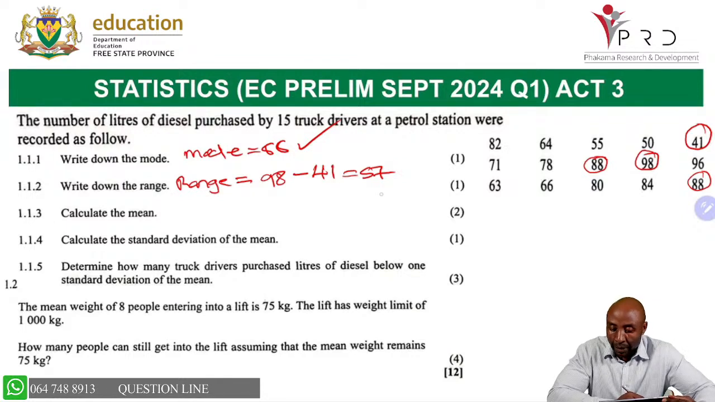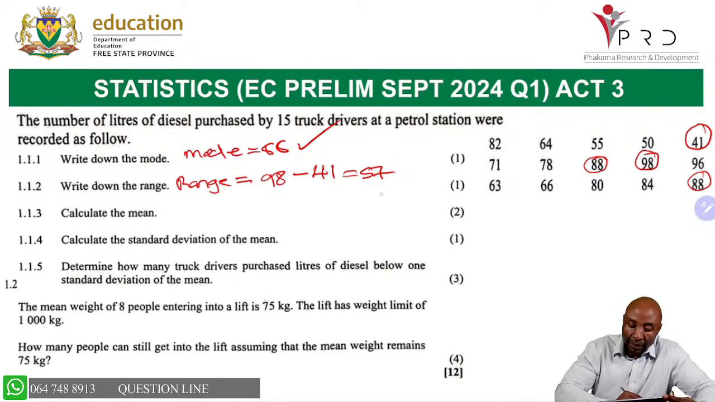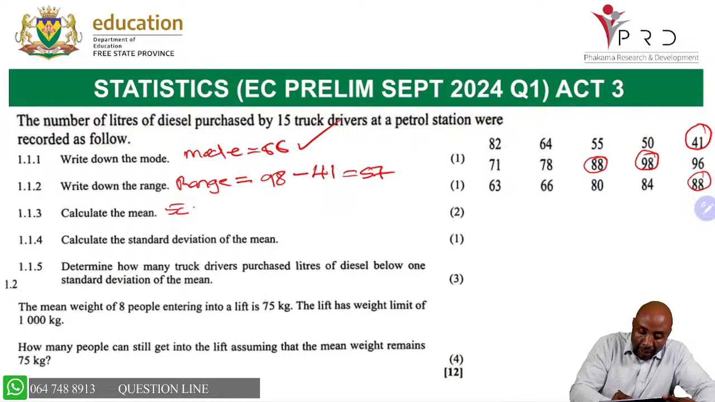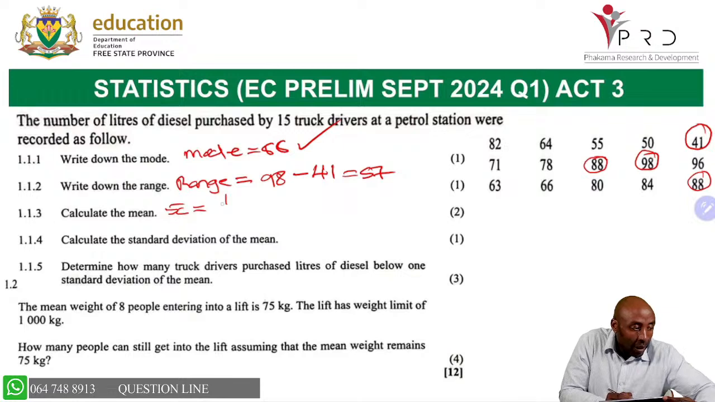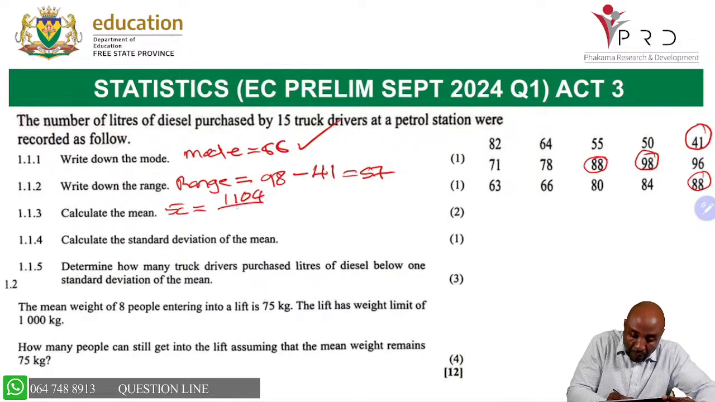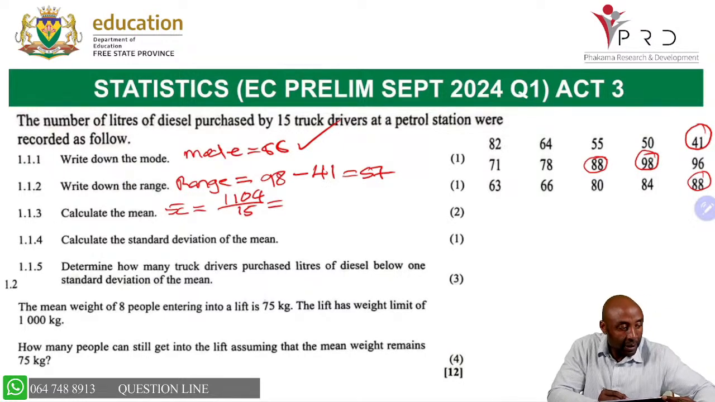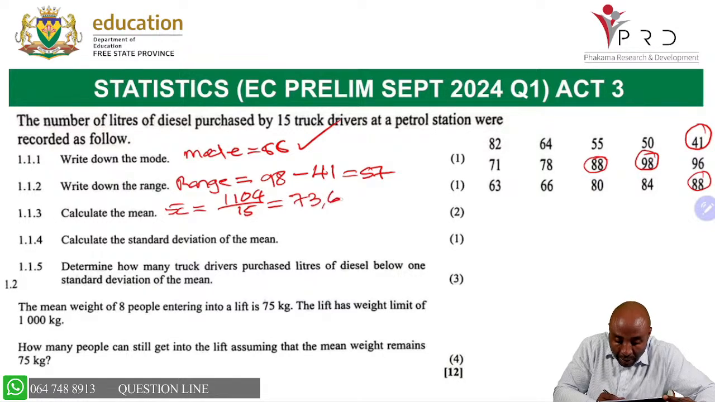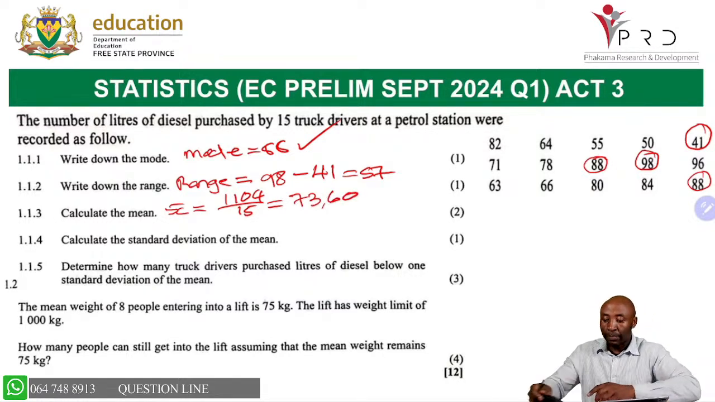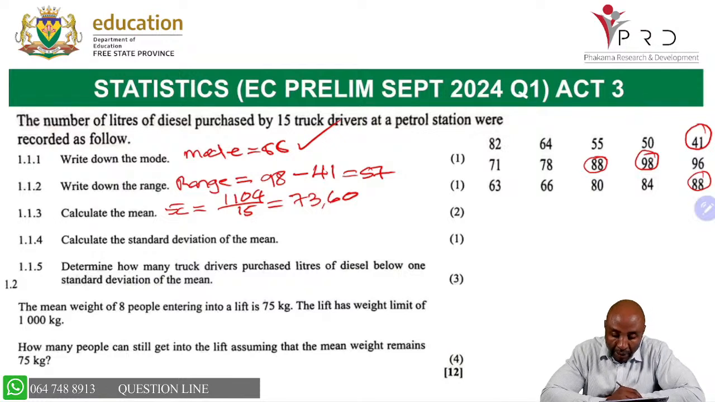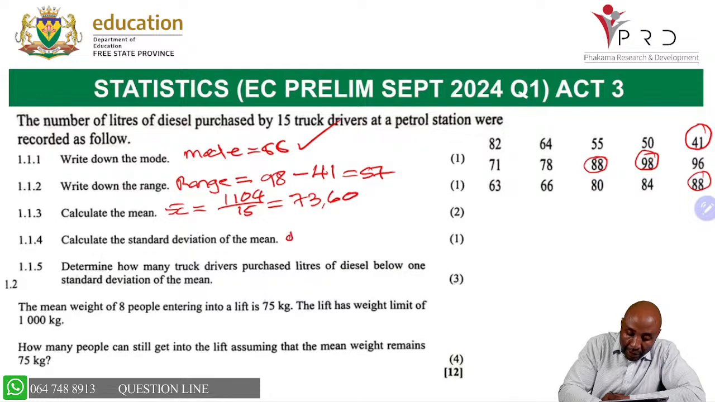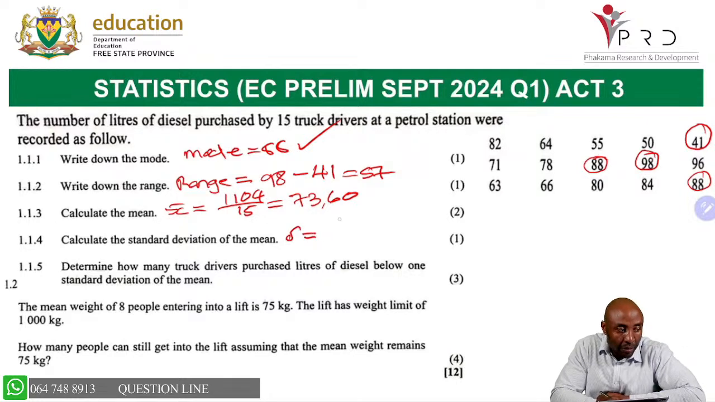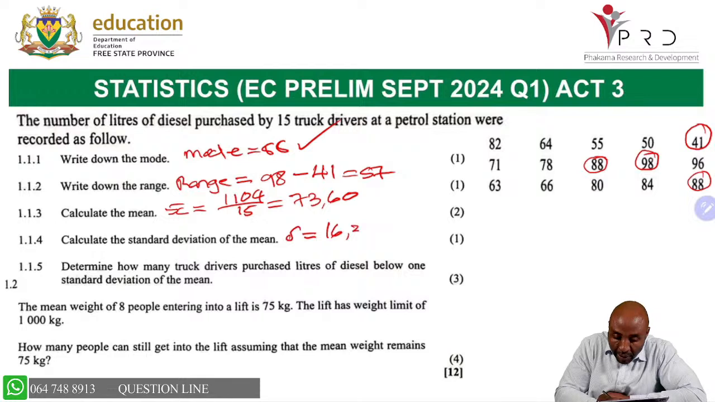The mean, we sum up all the data items and we divide them by 15, so our x bar will be equal to the sum. I think we should get 1104 over 15, and that will give us 73.60 as our mean. Now we have to calculate the standard deviation. We are using our calculators, and our standard deviation becomes, we should get 16.30 as our standard deviation.